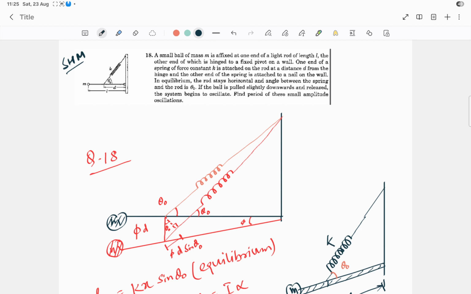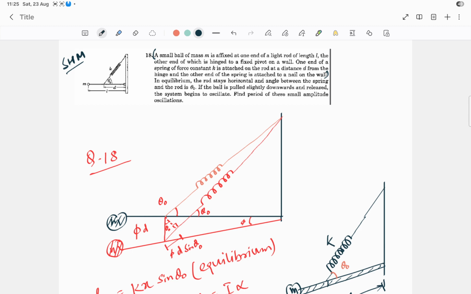One end of a spring of force constant K is attached on the rod at a distance d from the hinge, and the other end of the spring is attached to the nail of the wall. The whole situation has been depicted in the figure itself. Now the question comes: in equilibrium the rod stays horizontal.